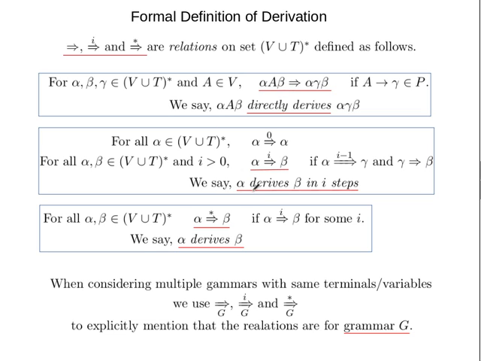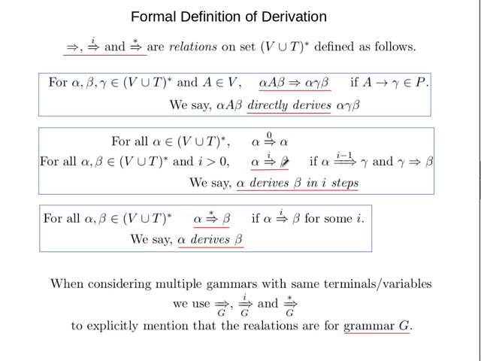Now we define this derivation in I steps. So we define it with this I over this arrow, and this 0 means in 0 steps. So it can only happen if both sides are same, because you are not changing anything. You are not using any steps. So it's just for mathematical convenience that we define this thing, that alpha in 0 steps just derives alpha.